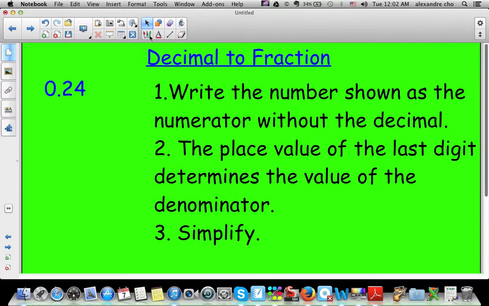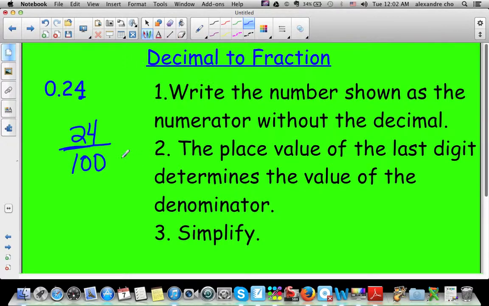So let me write this fraction bar first. I'm going to write that number here without the decimal. I take the decimal out, and then I'm going to write 24. And I'm going to now find out what my denominator is. And to find out, I look at the last number, which is 4. And the 4 is in the hundredth place value. And that's what I write, 24 over 100.